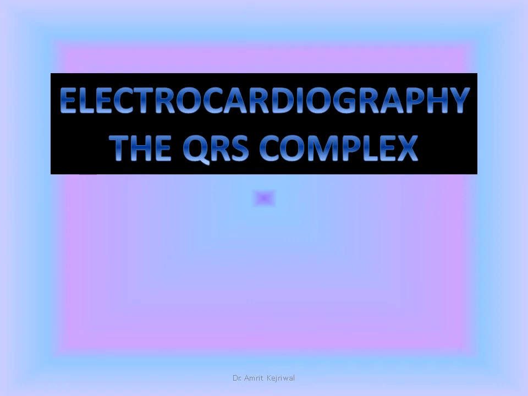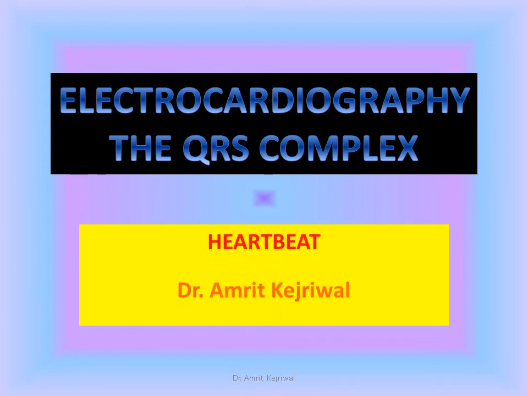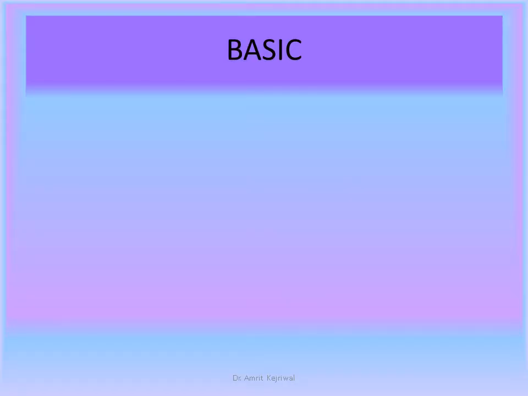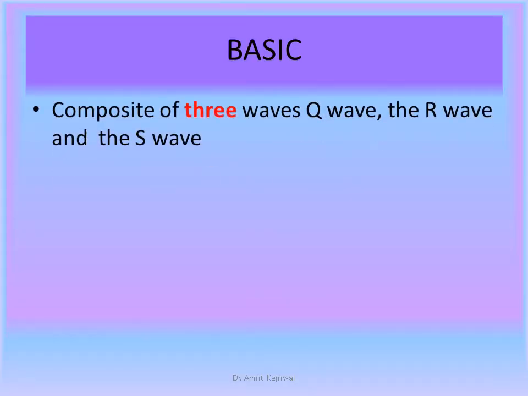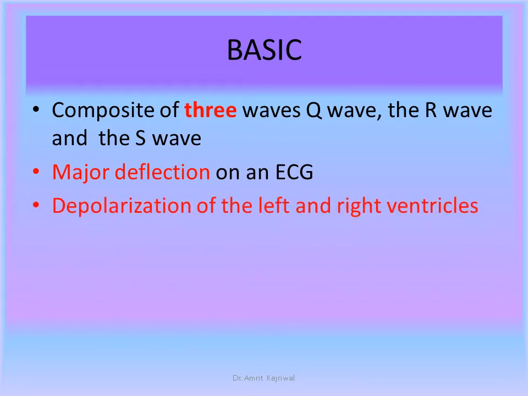Today we learn something about electrocardiography, the QRS complex. Coming to the very basics, it is a composite of three waves, the Q wave, R wave and the S wave. It is a major deflection on an ECG and it represents the depolarization of the left and right ventricles.